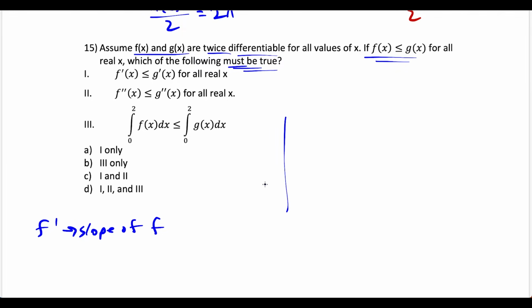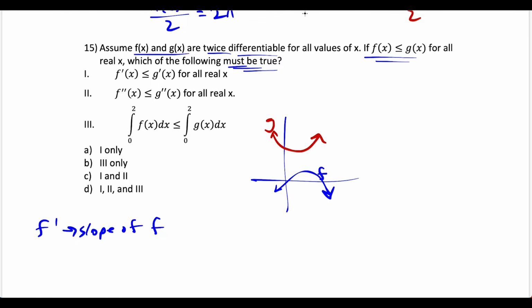So I'm going to try to draw this in such a way that f of x is definitely less than or equal to g of x, but this condition is not satisfied here. So let's say I draw something kind of like this. So here's f of x, and g of x I'm going to draw kind of like this.